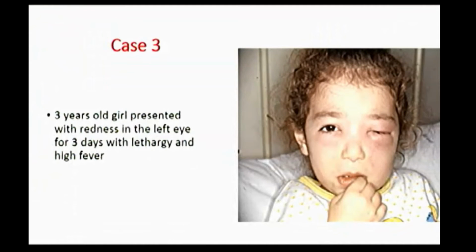Three-year-old girl presented with redness in the left eye. This is now progressing to involve the other eye for 3 or 4 days. Question, what are the clinical findings that you see? What are the relevant points in the history that you would want to ask the family about to get to the diagnosis? It will help you in the diagnosis. What is your differential diagnosis? And what are the lab tests that you will do?